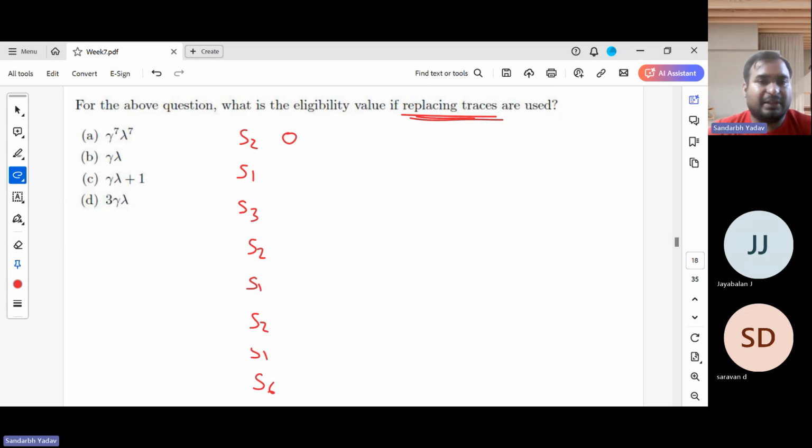So on the first visit, eligibility will become 1. Now it will start decaying, right? So gamma lambda, again gamma lambda square. Now it becomes 1. Again it will decay, gamma lambda, and now it will again become 1, and then gamma lambda. So what is the eligibility value if replacing traces are used in the end? It's gamma lambda. They haven't mentioned this, but it's after the 7th step.